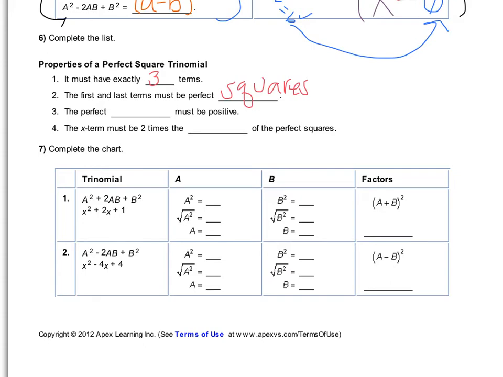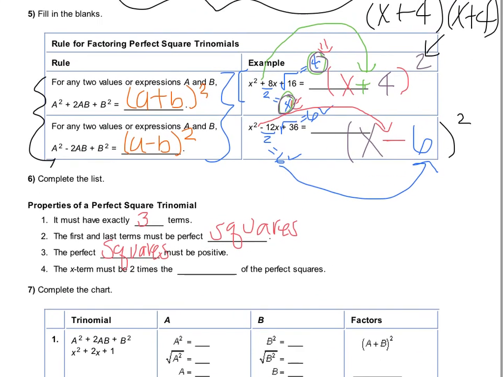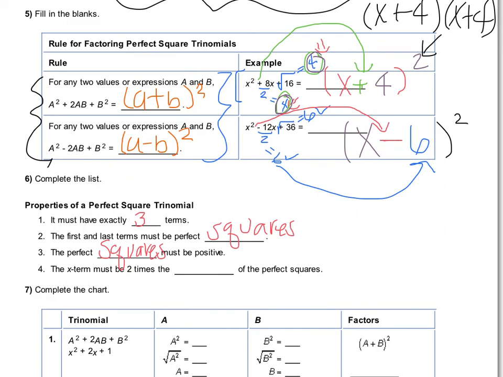The third thing is the perfect squares must be positive. If we look back at these 2 examples, notice that this was positive and this was positive, and this was positive and this was positive. It didn't matter about the middle part, but the other ones all had to be positive.